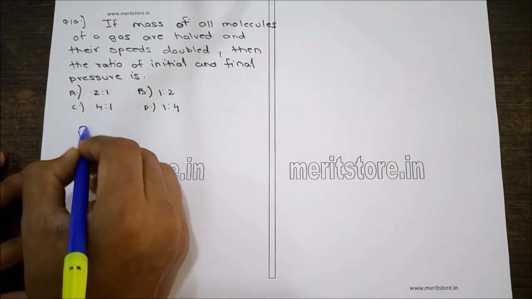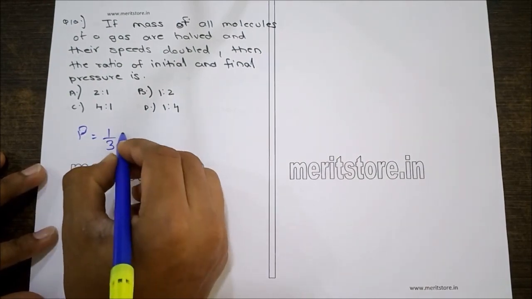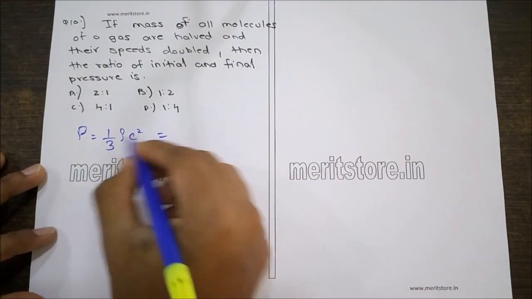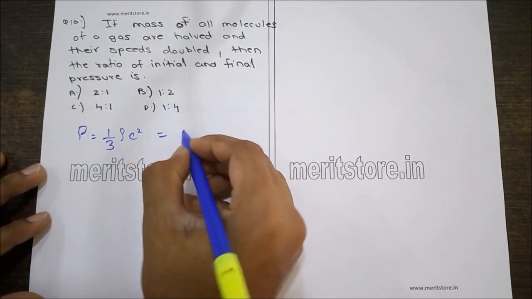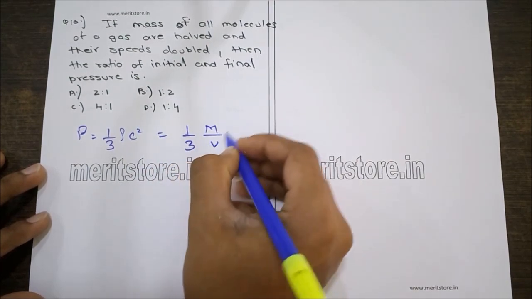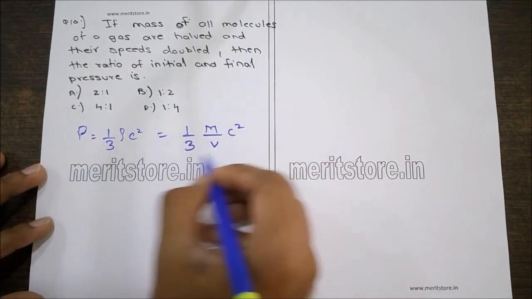So the relation for pressure P is given as 1 by 3 rho C square, where C is the RMS value. This rho, or density, can be written as mass upon volume. So this relation becomes 1 by 3 m upon V into C square. So this is for the first case.